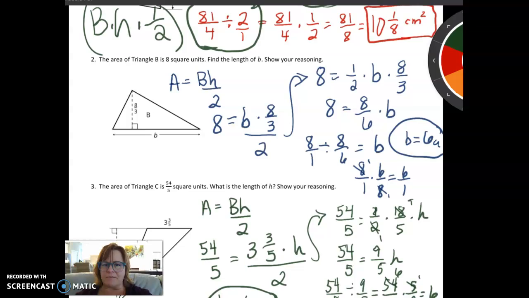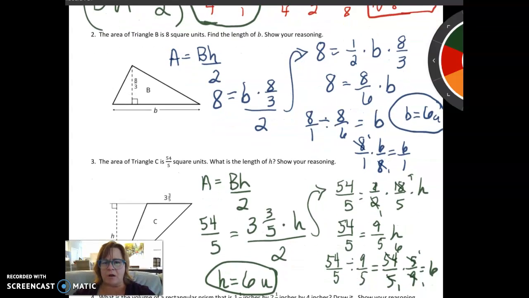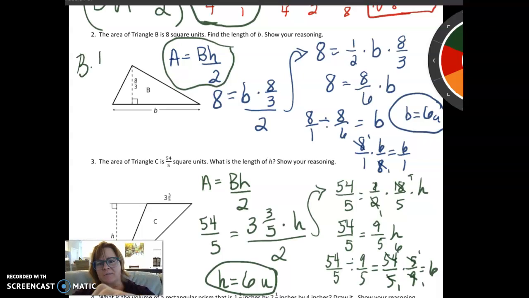Here we have this triangle B, and our height is given, but our base is missing. And we have the area, but now we have to find the missing base. So again, knowing that to find the area, we do base times height divided by 2, which is the same as base times height times 1/2, we're going to be able to figure this out. So this time, instead of writing A here for area, we're going to write 8. So 8 is equal to the base, whatever it is, times 8/3 divided by 2.